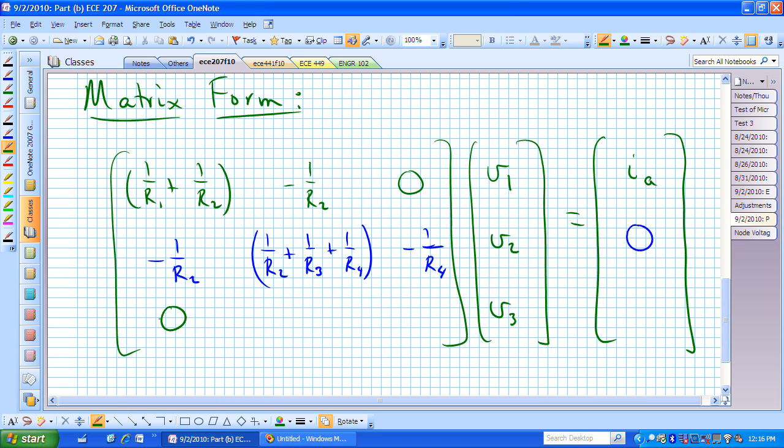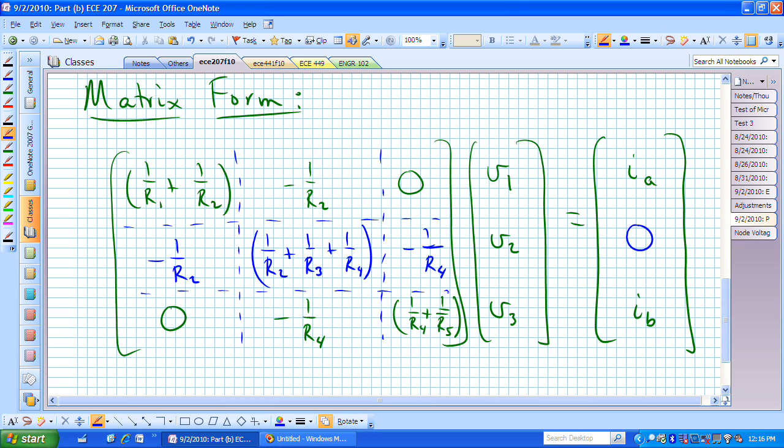R sub 4 was shared between V sub 2 and V sub 3. It now gives us this minus 1 over R sub 4. And V sub 3 touched R sub 4, and it touched R sub 5 bar. It was also supplied with the current source I sub B. In matrix form then, we have this 3 by 3 matrix multiplying a voltage, giving us currents.